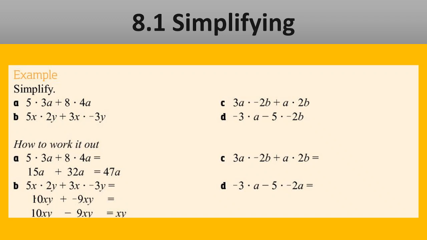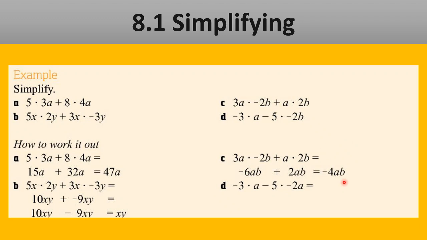Here, this gives me 10xy. 3x times minus 3y gives me minus 9xy. Remember, plus minus becomes minus. If you would immediately write down 10xy minus 9xy, that's enough for me. You can skip this intermediate step if you want to, but you have to write down this one. Please do. Here 3a times minus 2b plus a times 2b becomes minus 6ab plus 2ab.